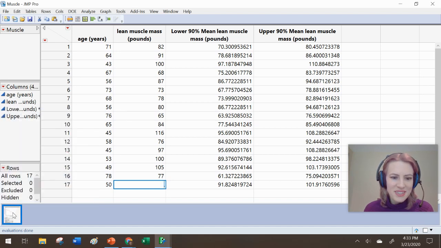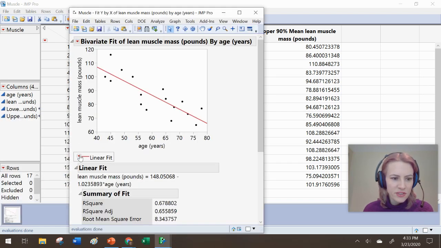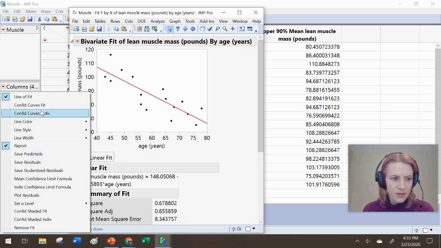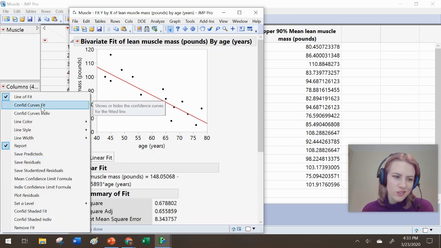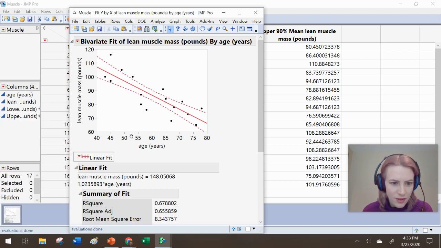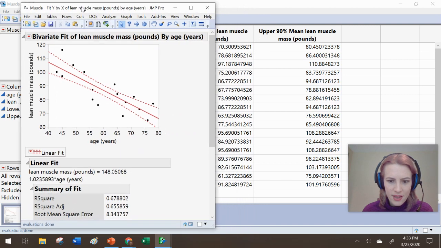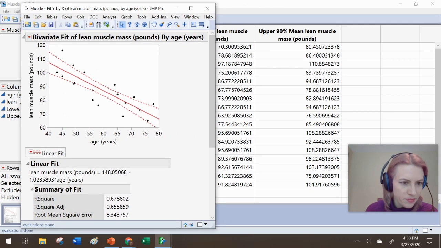If you want to see that, we could add in the curves. Curves fit, basically the one that doesn't say individual, that's the mean. And to visualize it, we'd be at 50 years old, and our two endpoints would be the upper at 101.9 and the lower at 91.8.